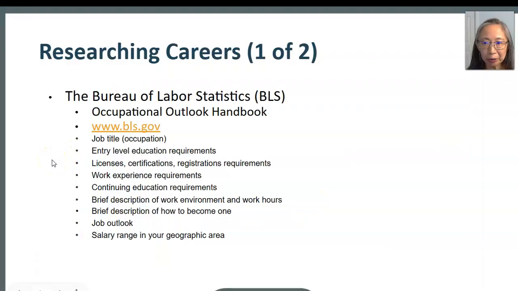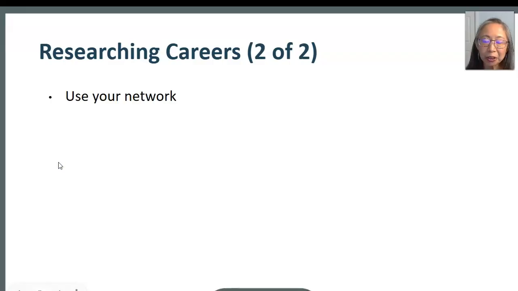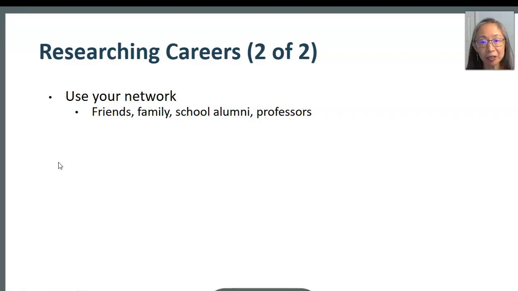In addition to the Bureau of Labor Statistics, use your own network, your friends, family, school classmates, alumni. A lot of times we will have alumni event that we bring former students back to the school either as guest lecturers, and we have a very strong alumni network here at Salem State. And your professors too. We are your resource and we are here to help you.